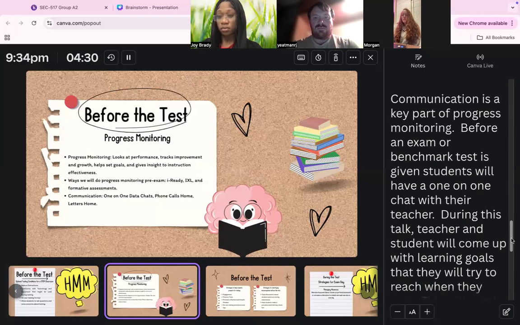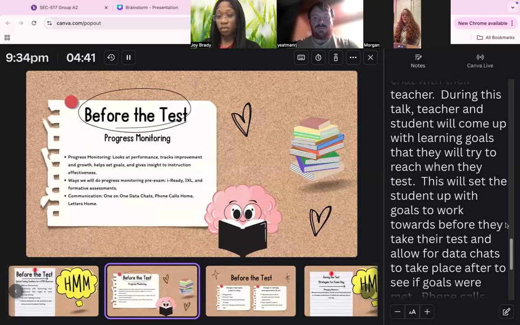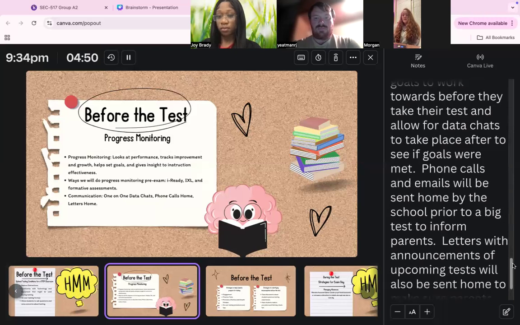Communication is a key part of progress monitoring. Before an exam or benchmark test is given, students will have a one-on-one chat with their teacher. During this talk, teacher and student will come up with learning goals that they will try to reach when they test. This will set the student up with goals to work towards before they take their test and allow for data chats to take place after to see if goals were met.